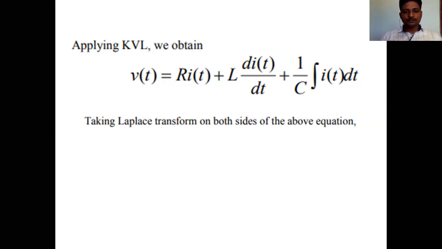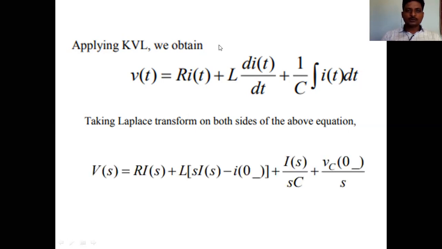In order to solve this differential equation, first we are going to apply Laplace transform on both sides. So V of t will become V of s is equal to R into I of s plus L into s into I of s minus I of 0, plus the Laplace transform of integration, which is 1 by C into I of s by s plus Vc of 0 by s. Vc of 0 means the initial voltage across the capacitor.